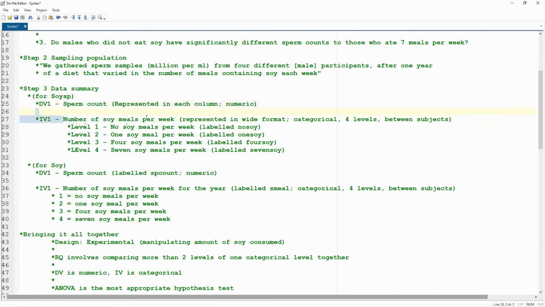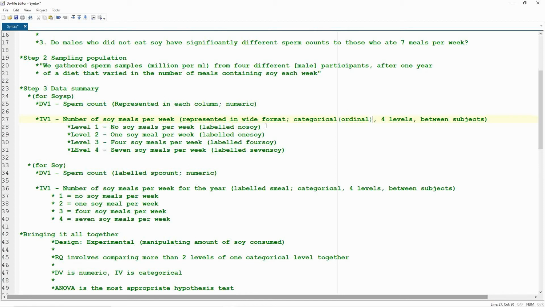So we have our one IV variable, it's the number of soy meals per week that were consumed. I've got a note here that this is represented in wide format. It's categorical and technically it's ordinal. So what this means is that as we move up in levels, we're increasing in the number of meals. So there's a relationship between the number of the level and the quality of the categorical variable, what's happening.